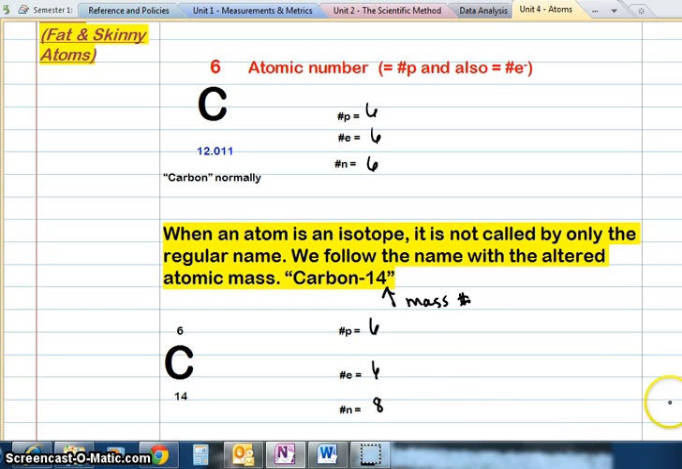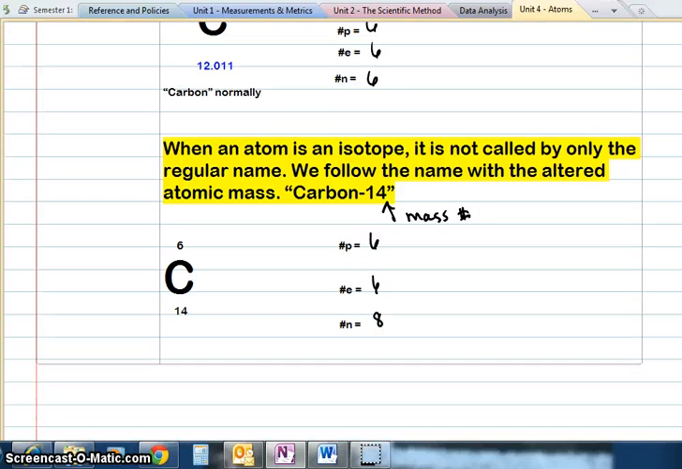The neutrons don't affect the charges, they just affect the mass. So this is a heavy carbon atom. This is a carbon atom carrying around a little bit more mass than normal or ideal carbon atoms. That is the lowdown on isotopes.